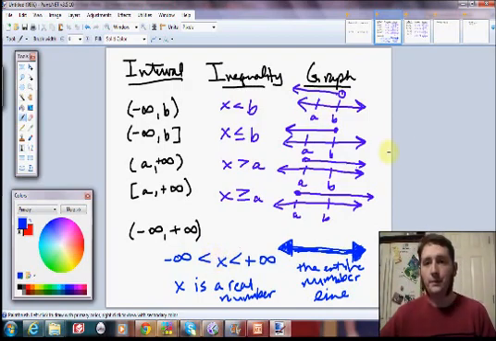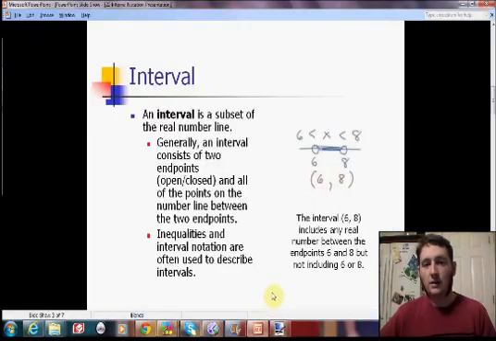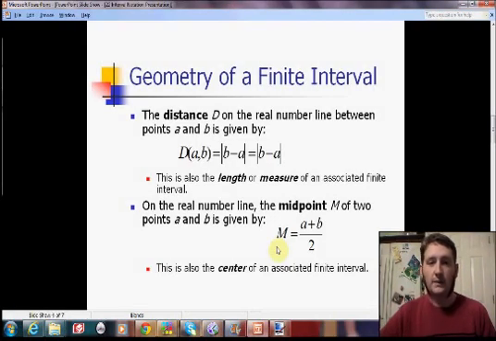Okay, so a little bit more just about intervals, specifically geometry, length or measure. You just subtract the endpoints and take the absolute value. How far apart are 6 and 8? 2. So it makes sense that the length or measure of that interval is 2. What's the midpoint of 6 and 8? 7. You're hopefully not terribly shocked that the midpoint or center of that interval is found by taking the endpoints and averaging them. You add them together and divide by 2. 6 plus 8 is 14, and 14 divided by 2 is 7.